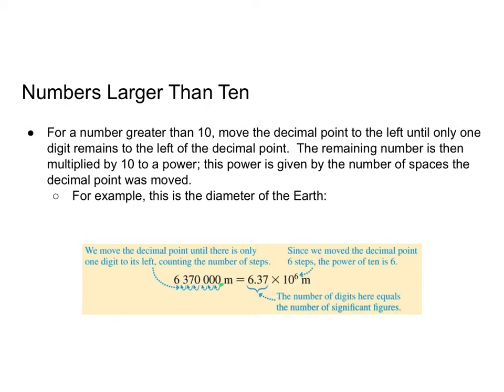So what I want to do instead is move this decimal point. 1, 2, 3, 4, 5, 6. So instead I have 6.37, and instead of having all these places to the right of that, I have times 10 to the 6th meters. So I moved the decimal point to the left, and since I moved it 6 steps, it's to the power of 6. You probably started doing this in 7th or 8th grade, so it's nothing new, but now we're going to be using it quite significantly this year, so we want to make sure we understand why that is.